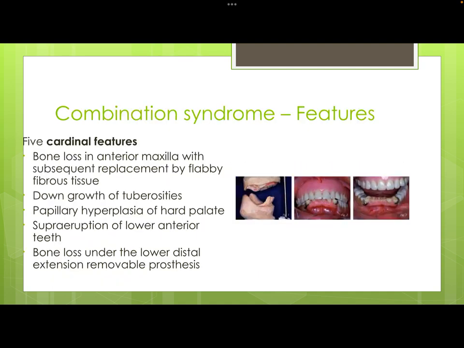As I told earlier, combination syndrome has 5 features, known as the 5 cardinal features. The first feature is bone loss in the anterior maxilla. In the maxillary anterior region, there will be resorption of the bone, which is going to be replaced by flabby tissues. The second finding is the downgrowth of the tuberosity. The third one is the papillary hyperplasia of the hard palate. And the fourth one is supra-eruption of the lower anterior teeth. The fifth one is bone loss under the lower distal extension removable prosthesis.